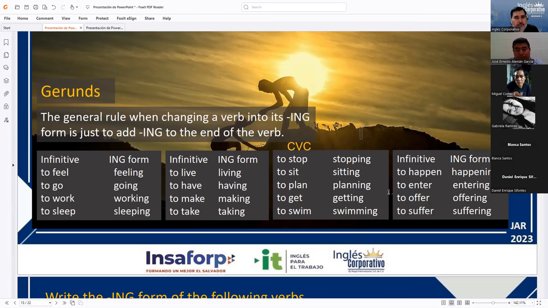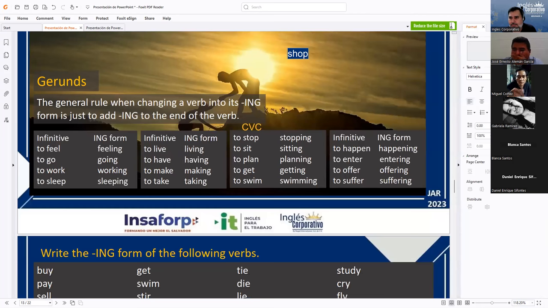Sitting, TT, because we have consonant, vowel, consonant. Double the T, sitting. Plan, double N, planning. Getting, swimming. So imagine that you say shop. Teacher, but there are three consonants and one vowel. No, that is one sound, sh, right? So we say consonant, vowel, consonant. What do we do? Double the P. P is the last letter. So double it, and then ing: shopping.